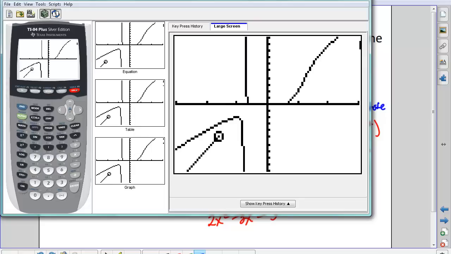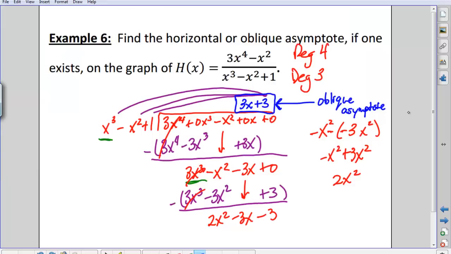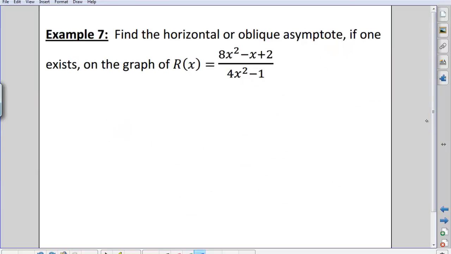See how it's set up to where it's not really approaching the ends of the graph. These two pieces right here and right here are actually getting further away from each other. Okay, so those should come together and get closer and closer the further out the ends of the graph go. So that's an oblique asymptote. That's how that works. Let's do another example.